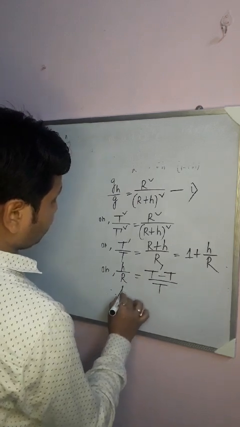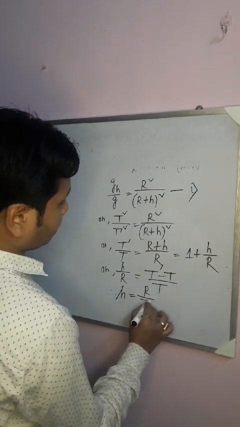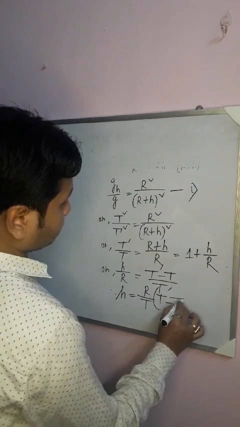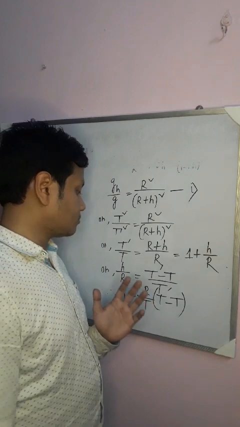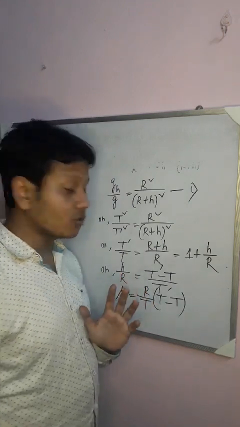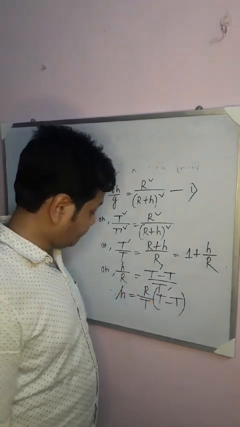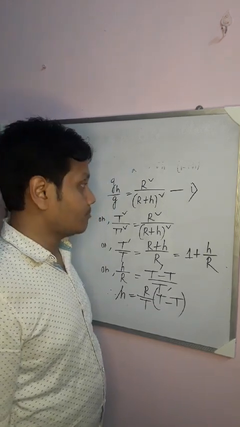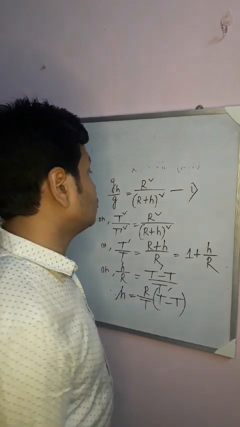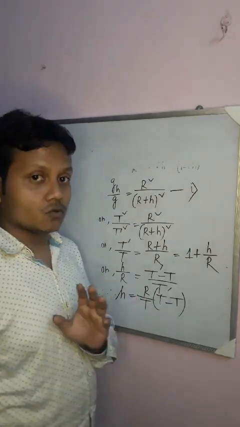So what is my h? h = R/T (T' − T). So this is how, by using the simple pendulum laws, we can easily determine the height of a particular place. Okay, so these are the basic two uses of simple pendulum.